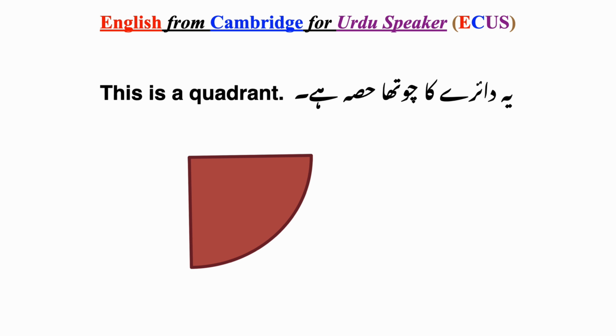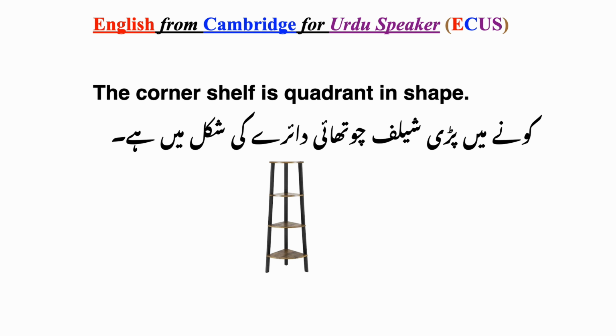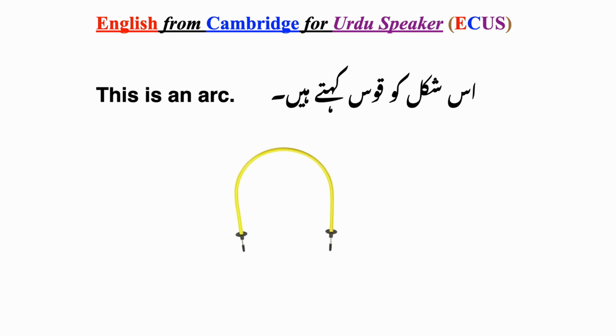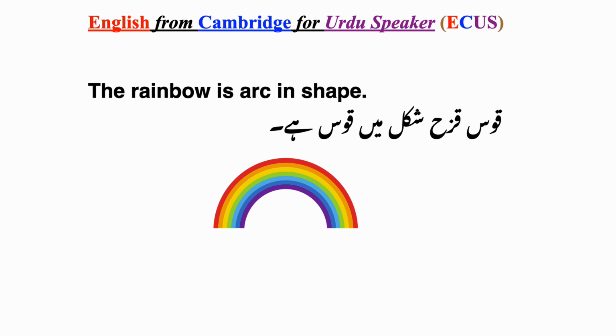This is a quadrant. The corner shelf is quadrant in shape. This is an arc. The rainbow is arc in shape.